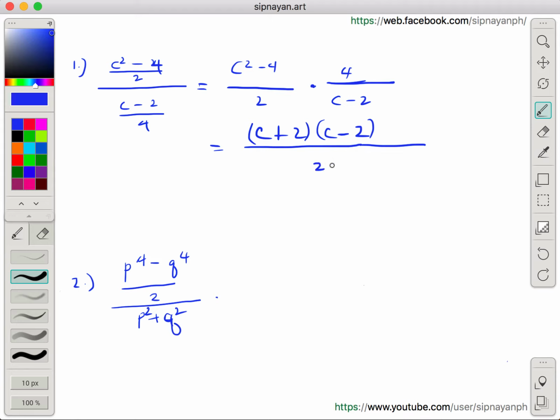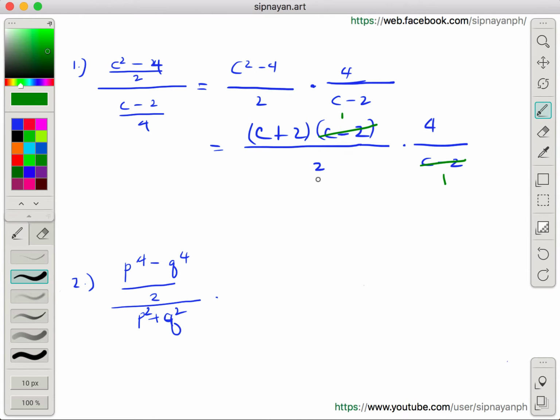No? And then over 2, and then times 4 over c minus 2. So kung makikita nyo, pwede tayong mag-cancel ng c minus 2. C minus 2 divided by c minus 2 is 1. So, dibahin natin yung kulay. So, we divide both these expressions by c minus 2, para makancel sila.